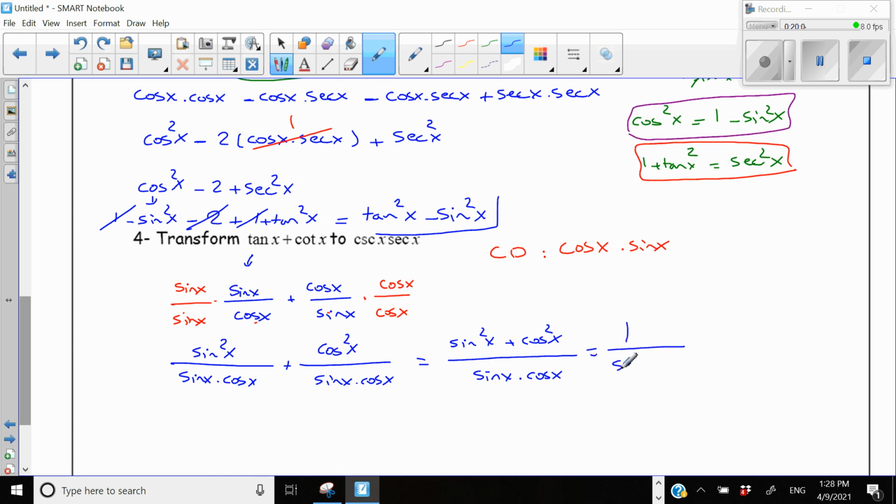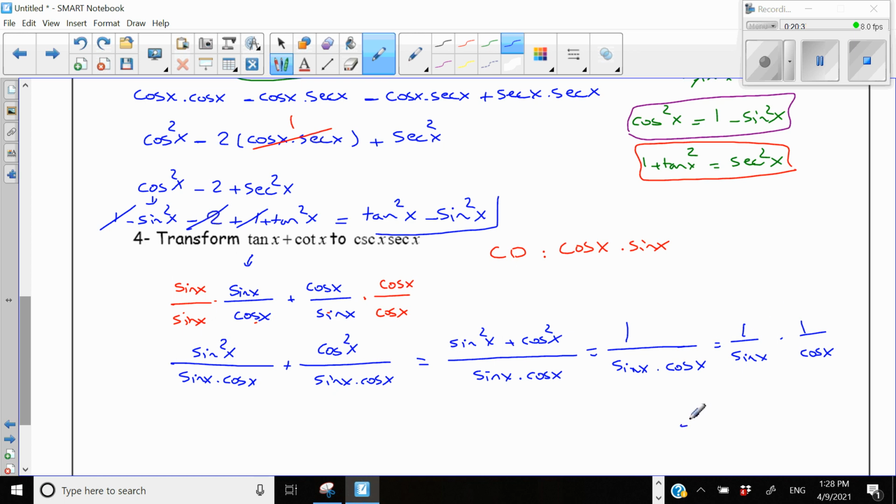We have 1 over sine of x times cosine of x. I can separate this fraction in this form, 1 over sine of x times 1 over cosine of x. We know that is possible. These two fractions, if we multiply them back, top by top is 1, bottom by bottom is just sine times cosine. So that is a correct change that we did.